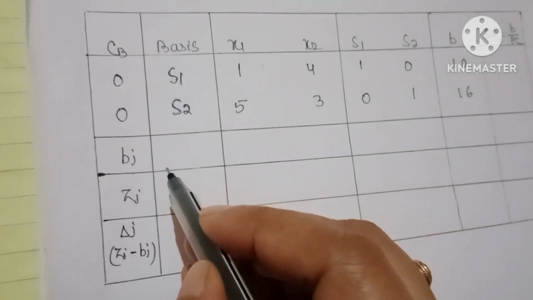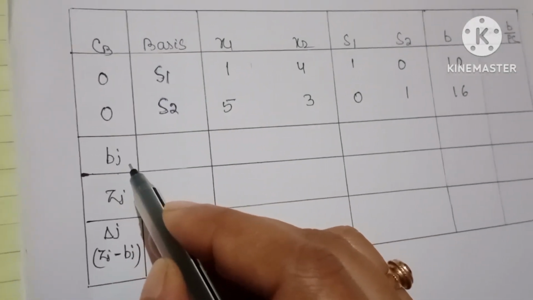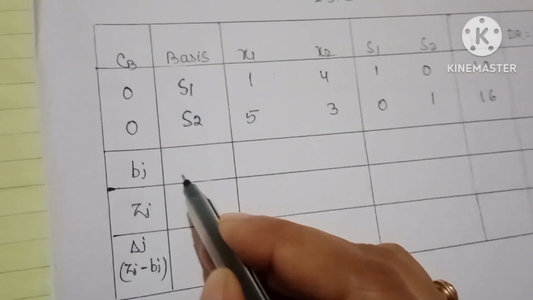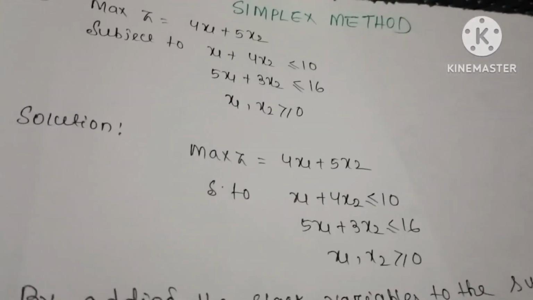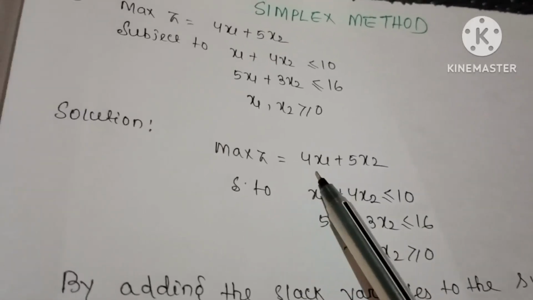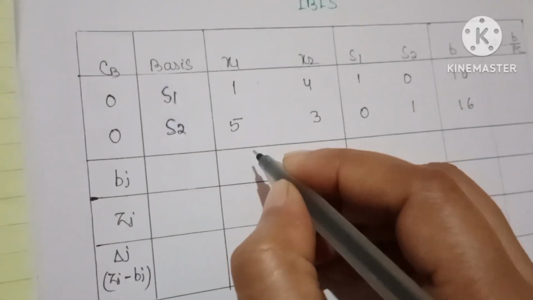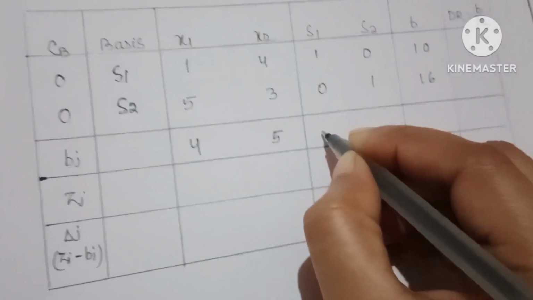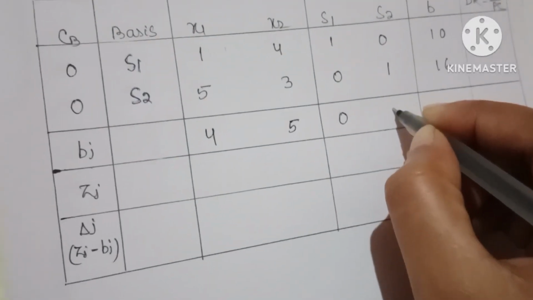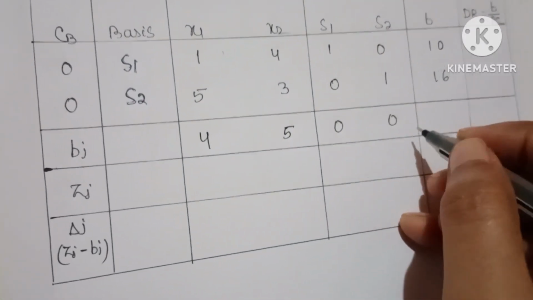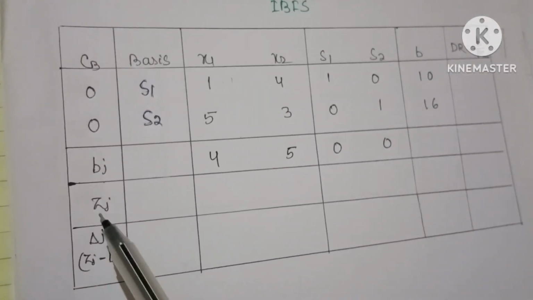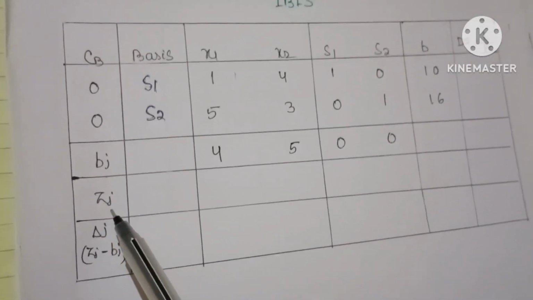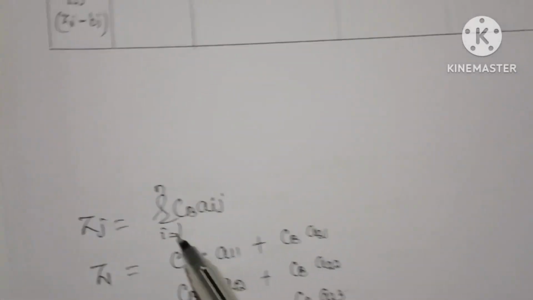So in this row bj represents the coefficient in the objective function, say this is 4 and 5. So here we'll write 4, 5, here we'll write 0, and here we'll write 0. Then next we'll calculate zj. So how will we calculate? This is the formula.